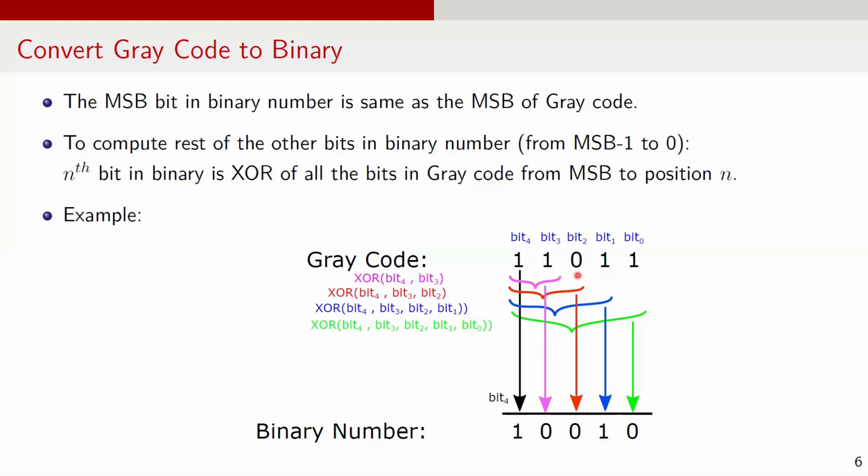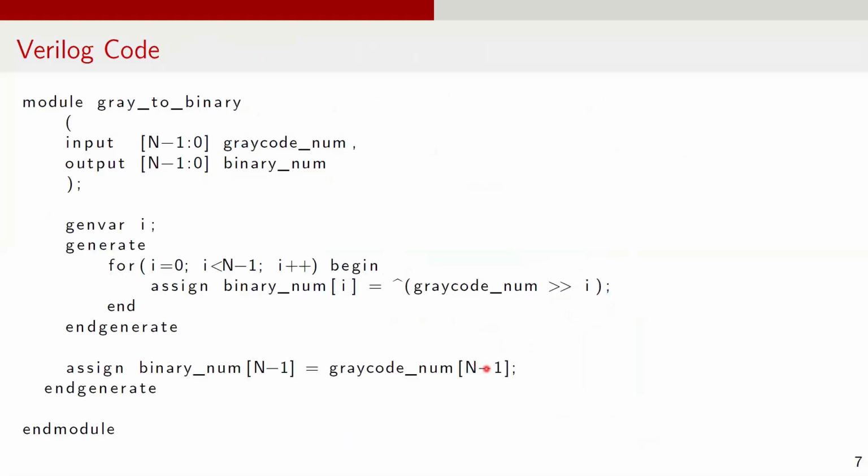Then for the rest of the bits, we follow the algorithm described above. For position 0, we XOR bit 4, bit 3, bit 2, bit 1 and bit 0. For position 1, we XOR bit 4, bit 3, bit 2 and bit 1. For position 2, we XOR bit 4, bit 3, bit 2, and for position 3, we XOR bit 4 and bit 3. So 10010 is the corresponding binary for gray code 11011. Here is a Verilog implementation of the algorithm, which converts gray code to the corresponding binary.